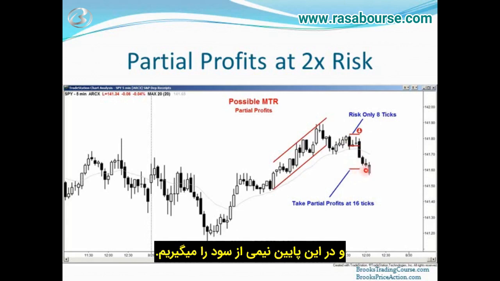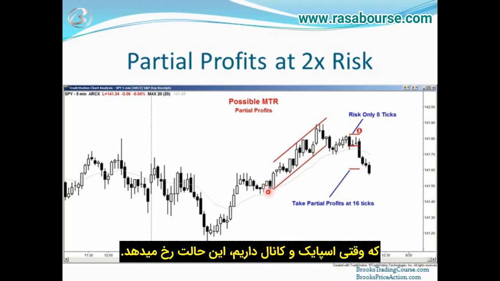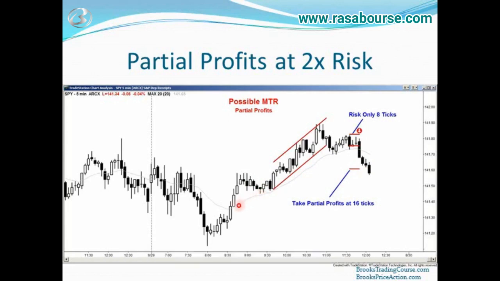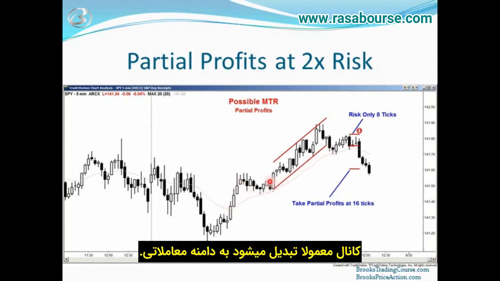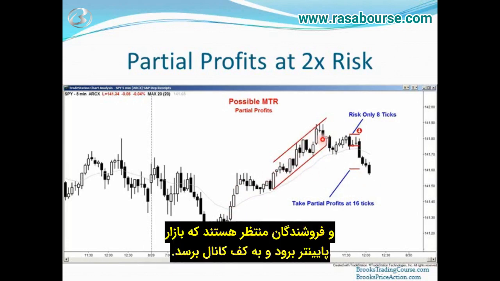So you'd have a limit order to take maybe half off here, and ultimately you're hoping that the market may come all the way back down to the bottom of the channel, as is often the case when you have a spike in channel. The channel usually evolves into a trading range. A trading range goes up and down. We've had the up part of the trading range, and now the bears are hoping that we get the down part, and they're hoping that it gets all the way to the bottom of the channel.